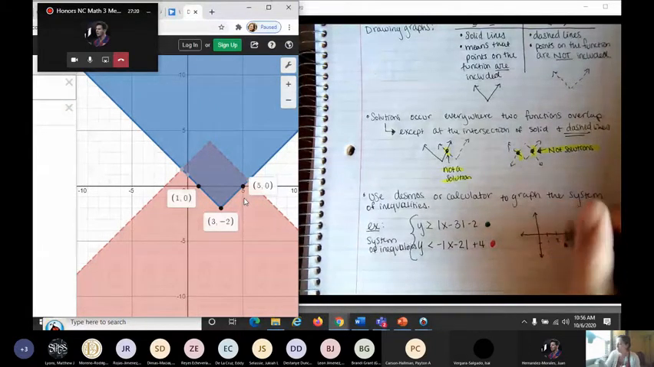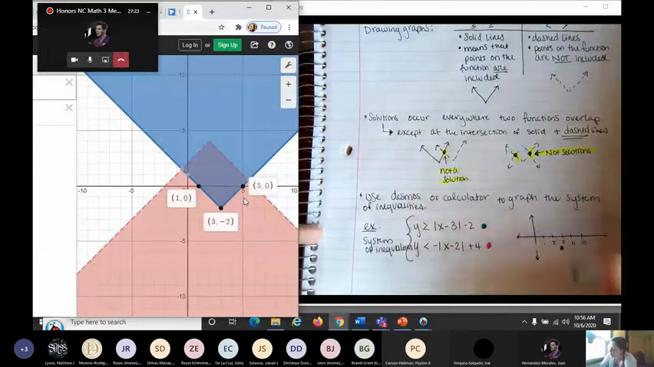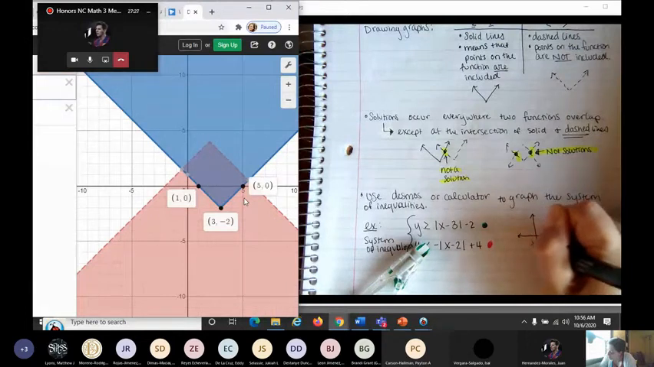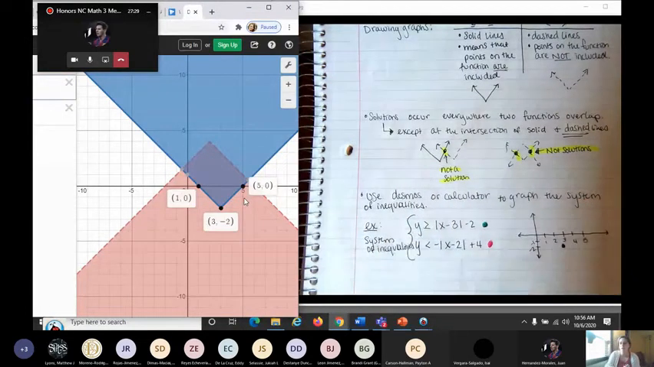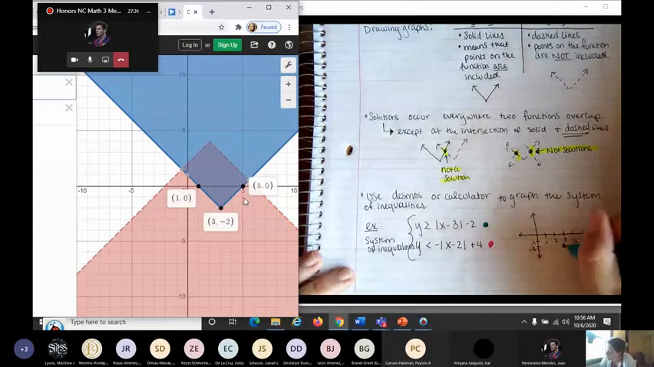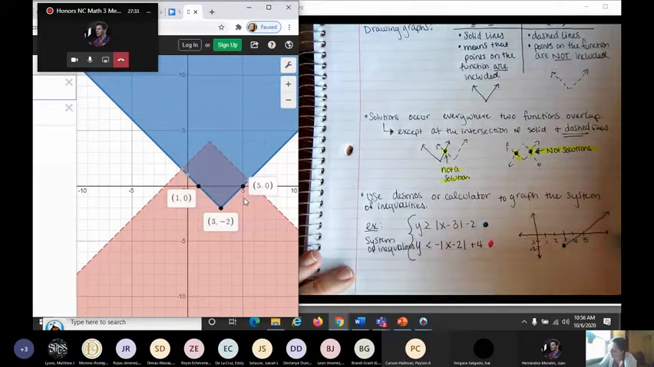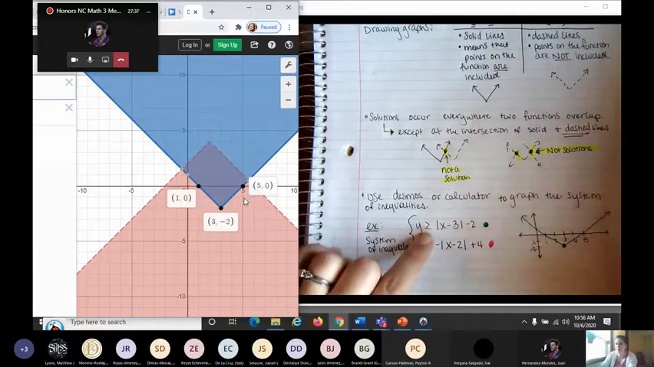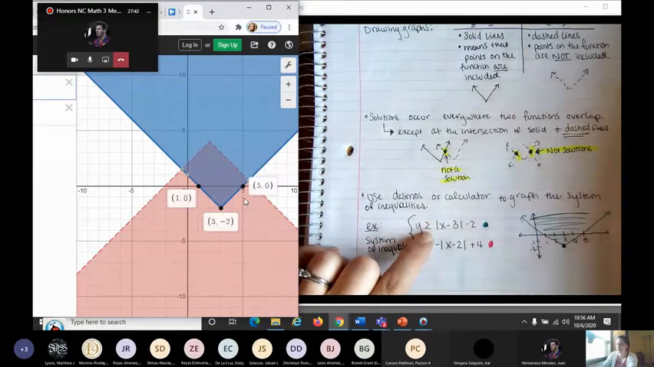So -1 and then -2. Okay, so my absolute value should go through there and should go through there. And since this is everything bigger than or equal to, we're going to shade in everything above that absolute value.